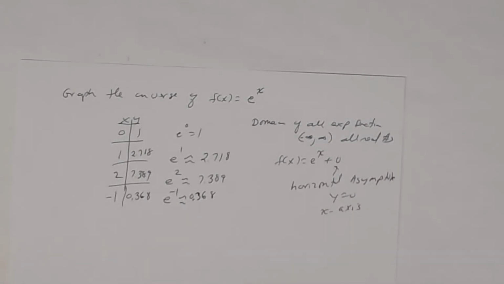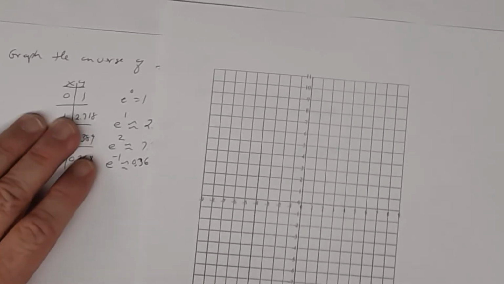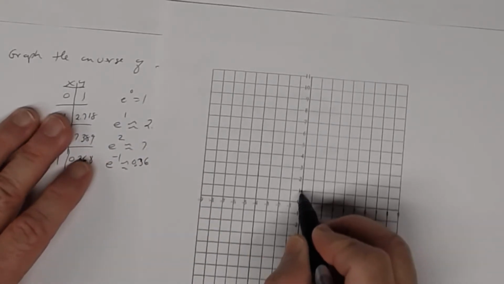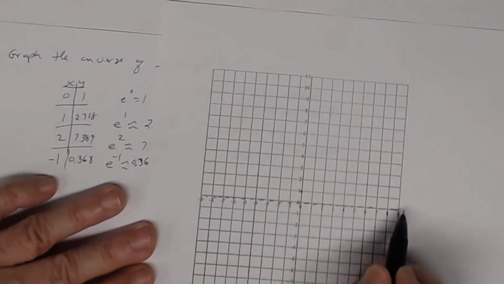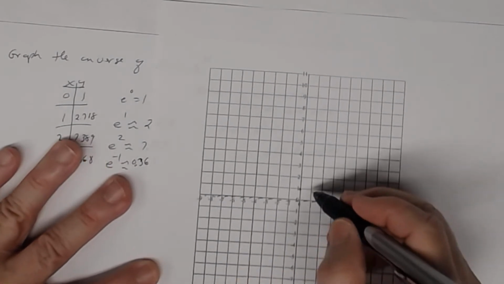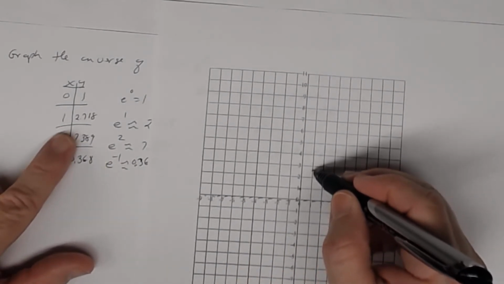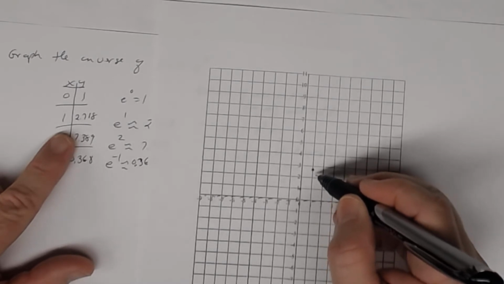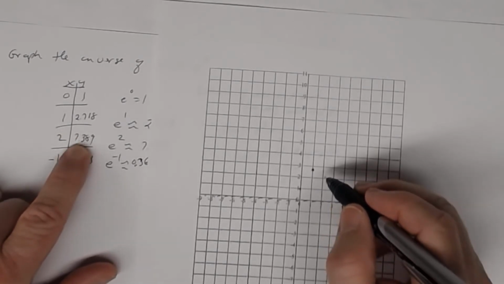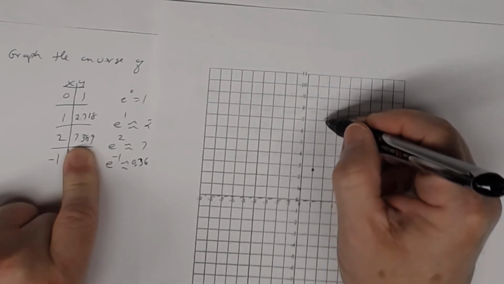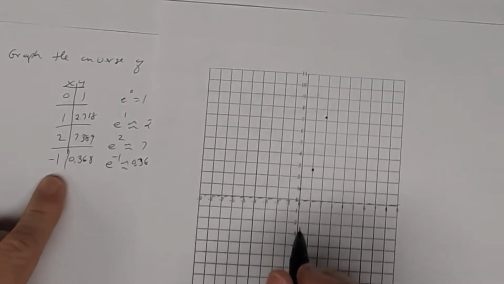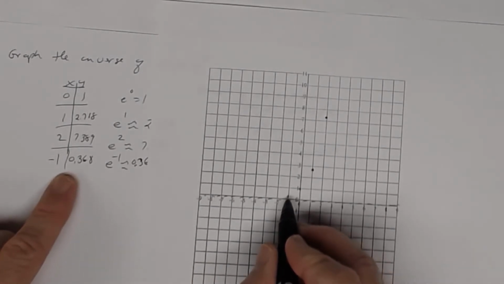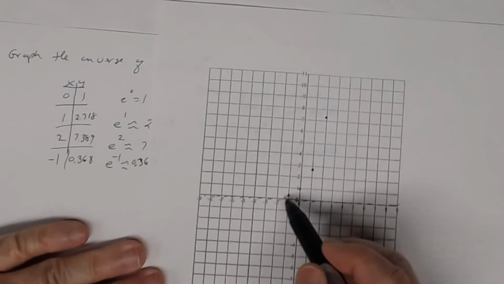All right, let's go ahead and graph what we have. So 0, 1 is here. I know the x-axis is my horizontal asymptote. I have 1, 2.718, so that's about here. Then I have 2, 7.389, let's say it's about here. And then negative 1, 0.368, is around here. That's about all I'm going to graph.